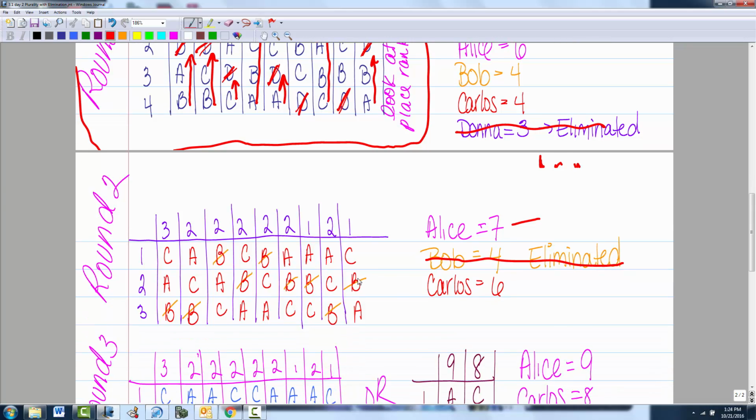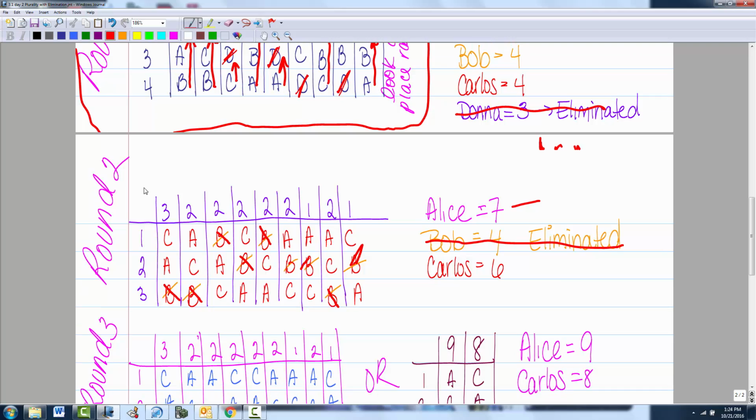So now we eliminate Bob and then bump everybody up to replace Bob's positions if it so matters. Matters here. Now Carlos just gained another first place vote. So just because Alice was the winner in the first round, you can see if Carlos had a bunch of second place votes or something like that, it becomes close. So just think that the person that got the most amount of votes first would actually win. They might have a lot of last place votes too.